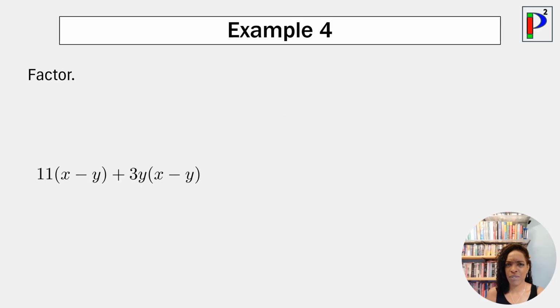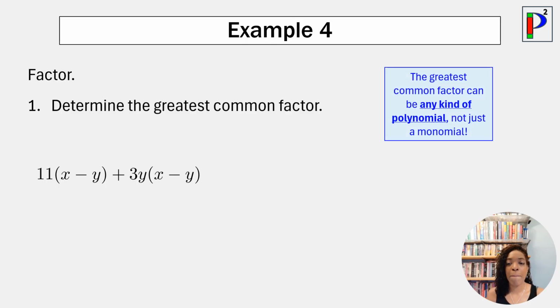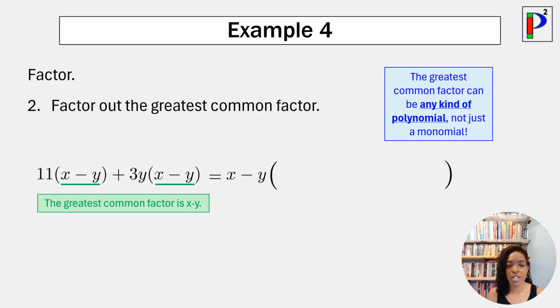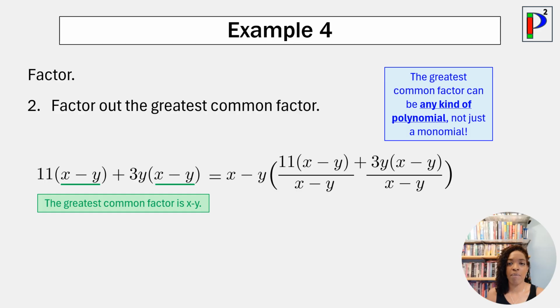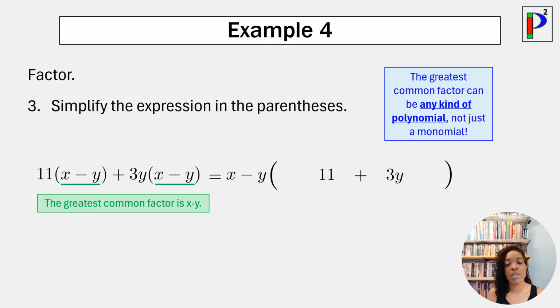This example is a little different, but it has the same idea. Remember, we always start by identifying our greatest common factor. In this case, it's a binomial. Can you see it? Excellent. The greatest common factor is x minus y. So we're going to bring that outside of our parentheses, and then we do the same thing. We divide every term by x minus y. We simplify, and we're left with x plus 3y inside of our parentheses. Our final factored form is x minus y times x plus 3y.